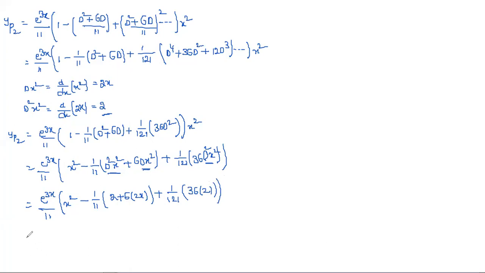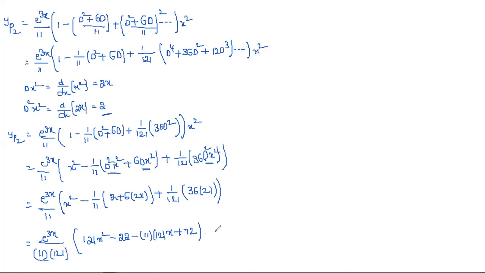Now if you take this entire one taking the LCM, 121 is the LCM, and then e power 3x by 11 into 121 into this is nothing but 121 x square minus 11 into 2, that is 22, and next minus 11 into 12x, and plus 36 into 2, that is nothing but 72. So this is yp2.